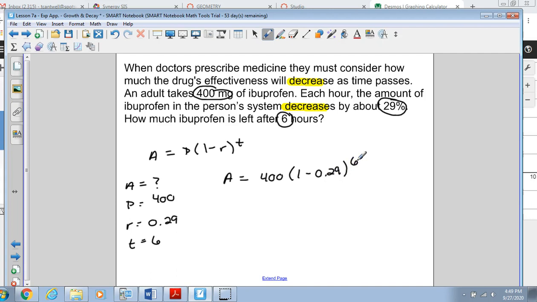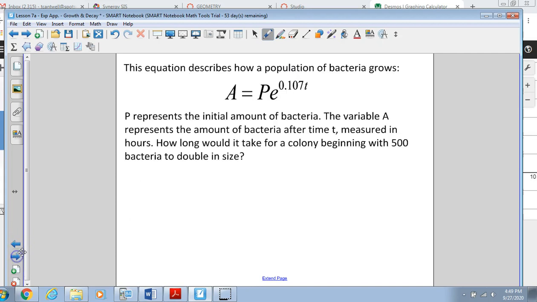Then we can either go over to our graphing calculator if you have one, or you can go over to Desmos, enter in, and if we get to 400 times 1 minus 0.29 to the 6th, we get 51.24 milligrams for our final answer. That's how much would be left after 6 hours. Let's do one more example here.